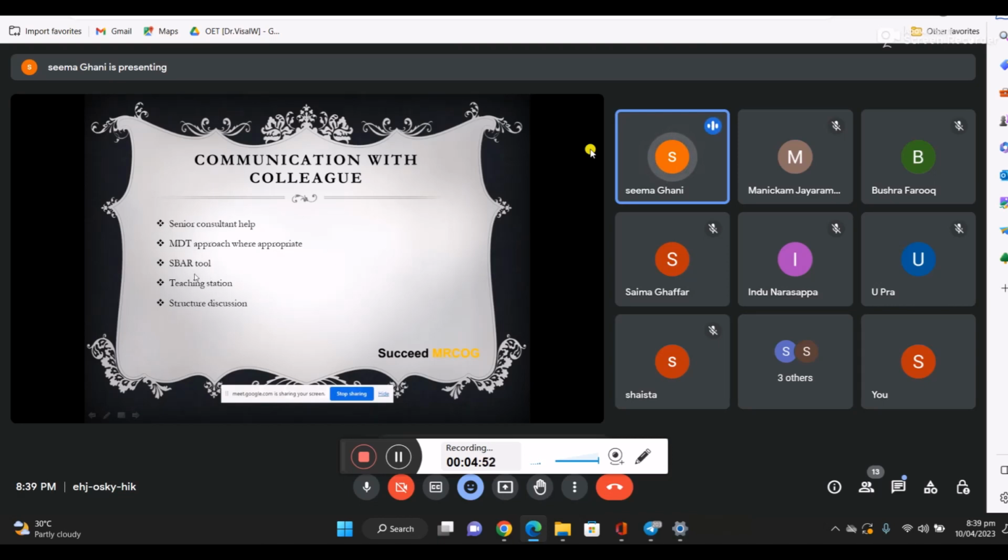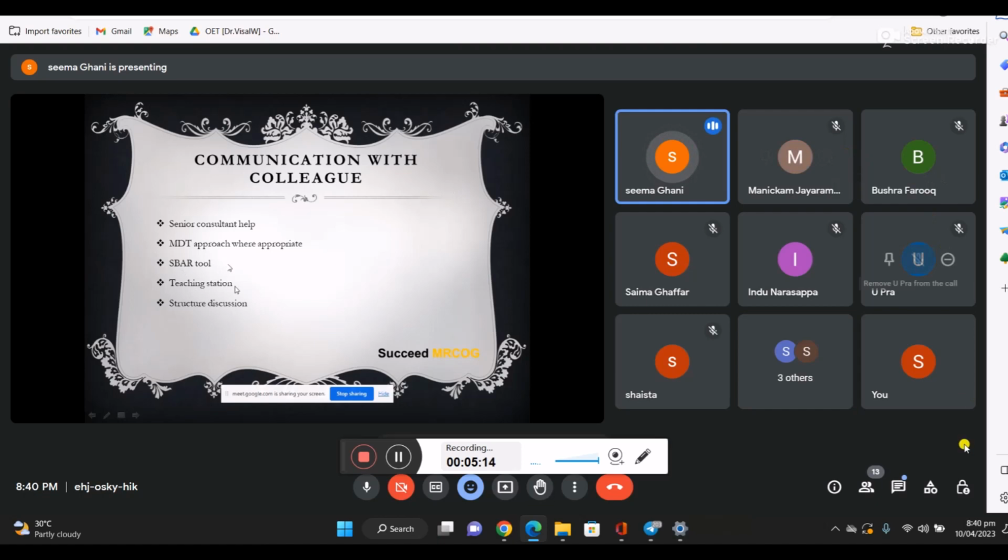And the SBAR tool is utilized once you communicate with your senior consultant regarding any case discussion, or if you are giving any handover to your colleagues. So it's very important how you communicate. So it should be in the SBAR tool, which is situation, background, assessment, and recommendation.